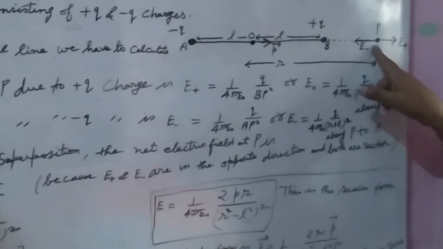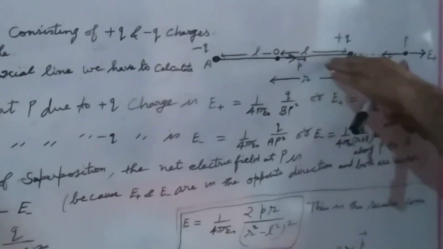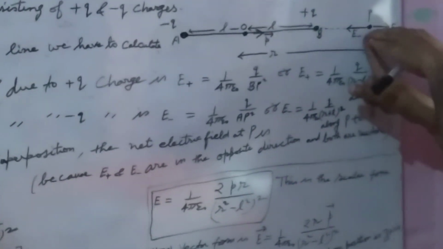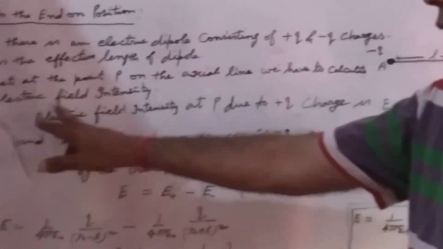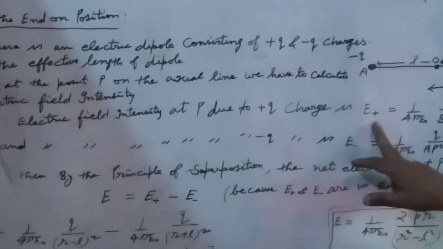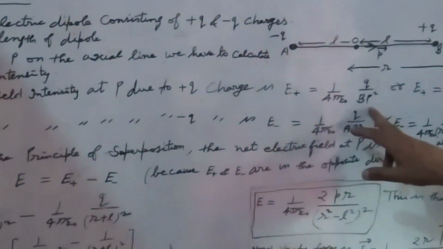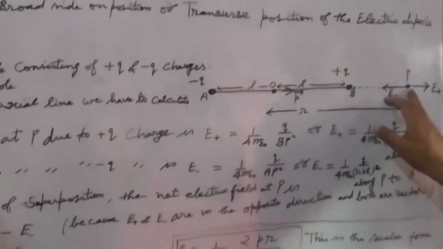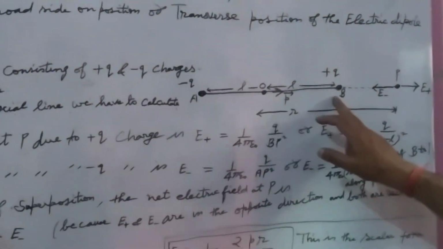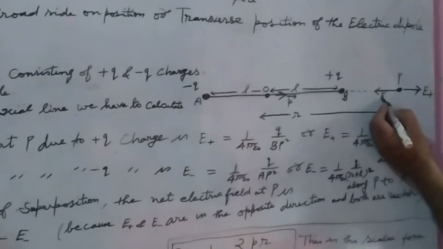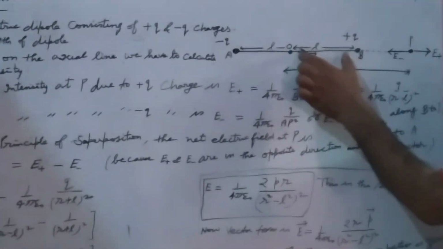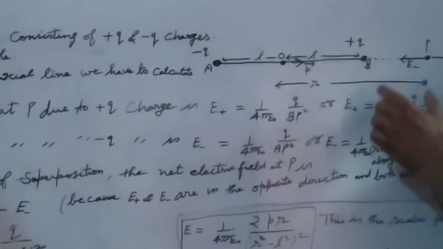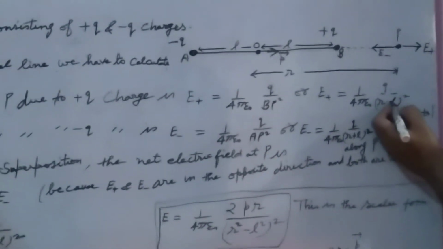At the point P means this is the point. The axial line means along the same axis of the electric dipole we consider the point. You can also say linearly also. So electric field intensity at the point P due to plus Q charge is given as E plus equals 1 upon 4 pi epsilon naught Q by R square, where the distance from positive charge to the point P is BP square. And the BP distance is this whole R, and we subtract L from that, then BP becomes (R minus L) whole square.